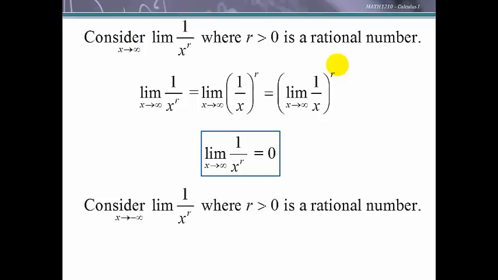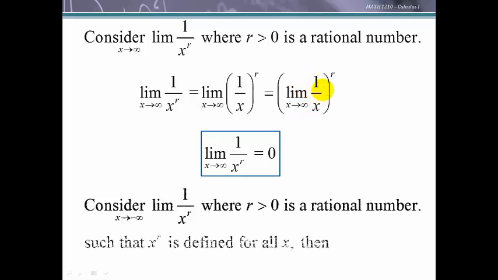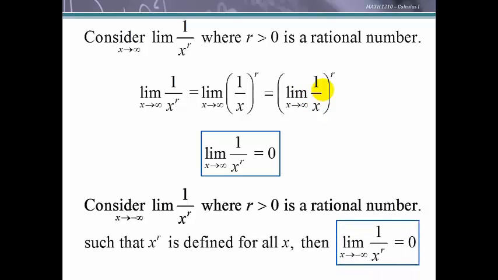Now as we approach negative infinity, the same thing will be true, because we could just change all of this and put a negative on here, and we know that the limit as x approaches negative infinity of 1 over x is 0, and then 0 raised to the r power. So this will also equal 0 when we have the limit.